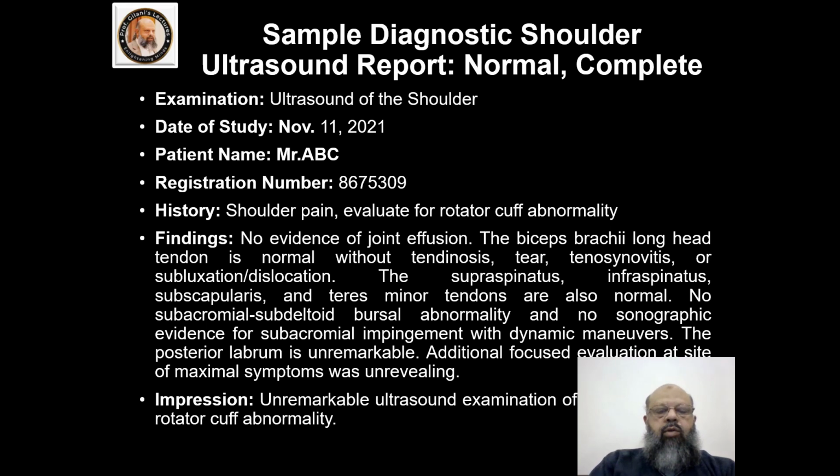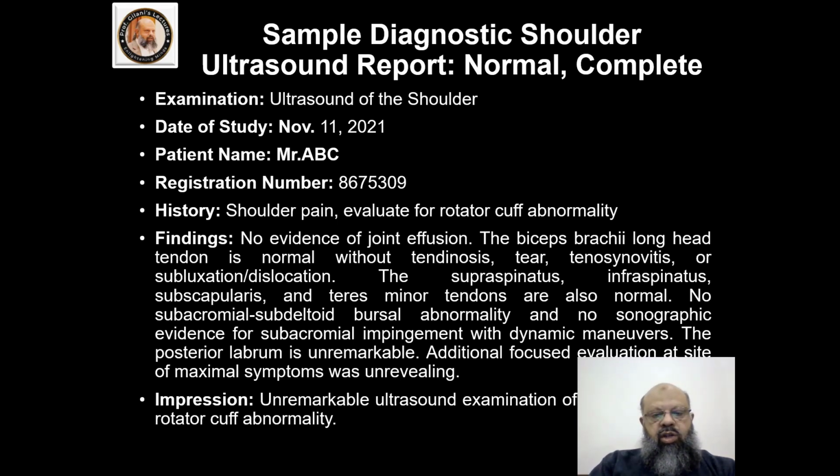This will be the pattern of the shoulder ultrasound report, which is normal, and a complete report will be like this: examination, ultrasound of the shoulder, date of study, for instance November 11, 2021, patient name Mr. ABC, registration number of the patient if there is any, then writing the history, for instance shoulder pain, evaluate for rotator cuff abnormality. Then we will write the findings: no evidence of joint effusion, the biceps brachii long head tendon is normal without tendinosis, tear, tenosynovitis or subluxation or dislocation.